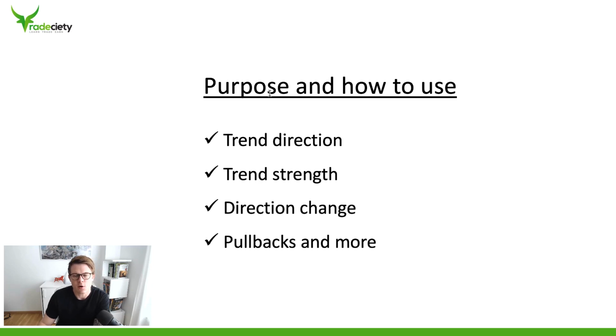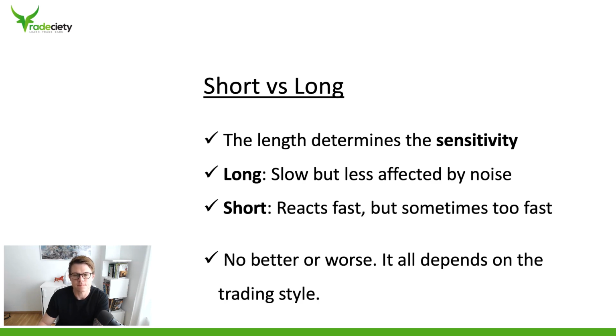The purpose of moving averages is that you can use them to determine the trend direction. You can also use them to look for trend strength. How strong is a trend, or maybe is it losing strength? You can use moving averages to time directional changes. So when the market goes from up to down or from down to up, moving averages can help us, especially the crossover. We can use moving averages for pullback trading to get into trends again, and for many other things.